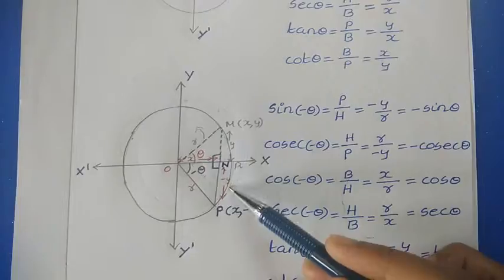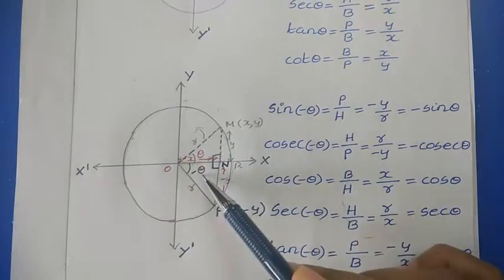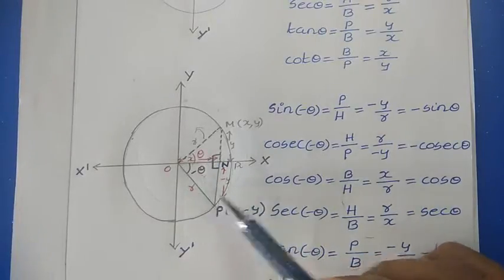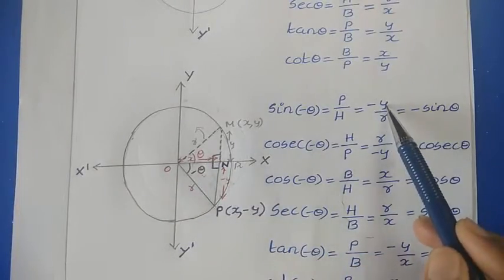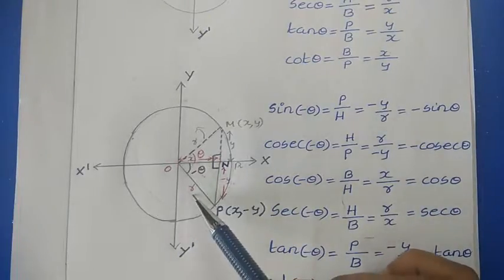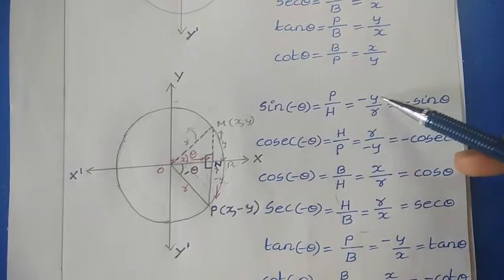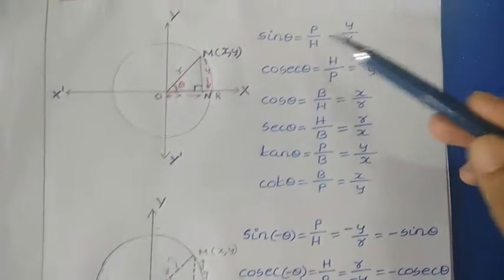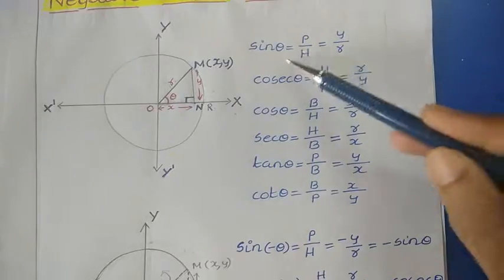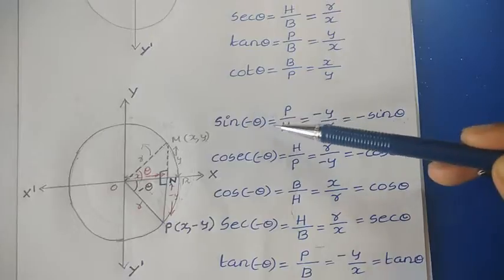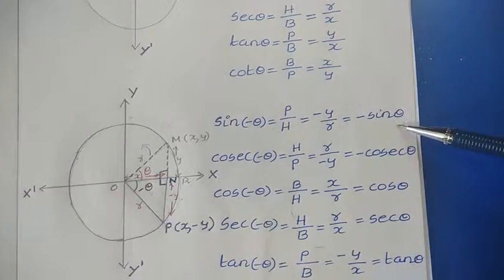Now if you write the trigonometric ratio, see sine minus theta. Sine minus theta is nothing but perpendicular upon hypotenuse. Perpendicular is minus y upon r, hypotenuse is r. Here y upon r is nothing but sine theta only. So in the place of y upon r, if I write sine theta, I get the answer minus sine theta. So we can say sine minus theta is equal to minus sine theta.